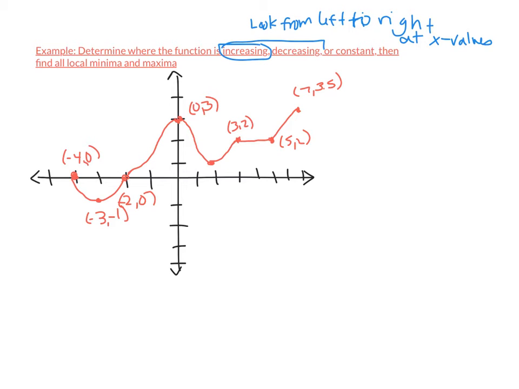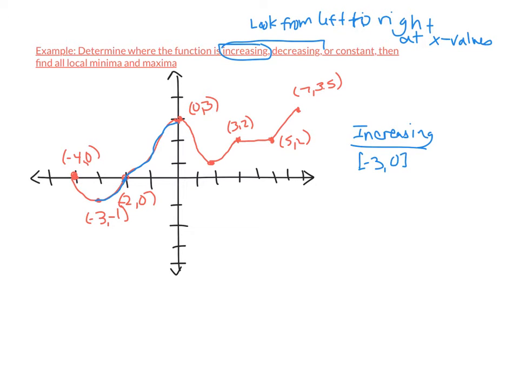So for increasing, we're going to look on the graph from left to right, to see where the function is going up. So my function right here is going up starting at x equals -3. It doesn't actually stop increasing at -2. It keeps going and going and going until x equals 0. So that's where it's increasing. And so the interval of increasing is going to be from -3 to 0.